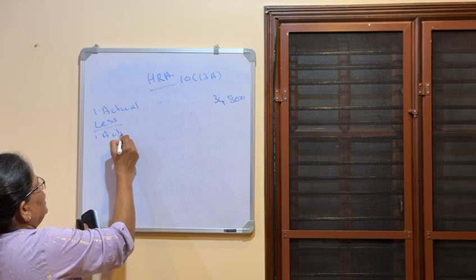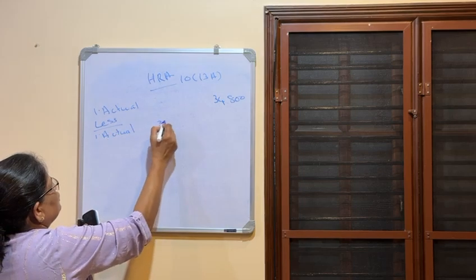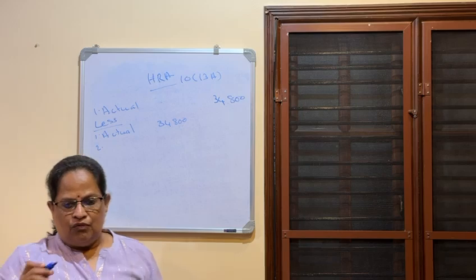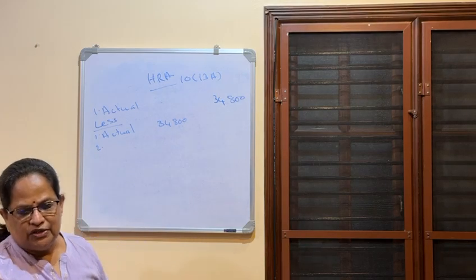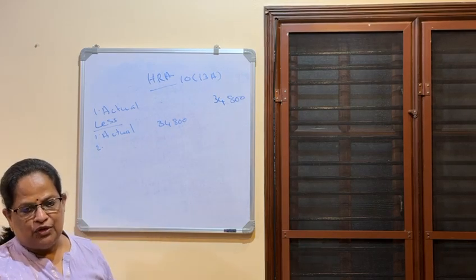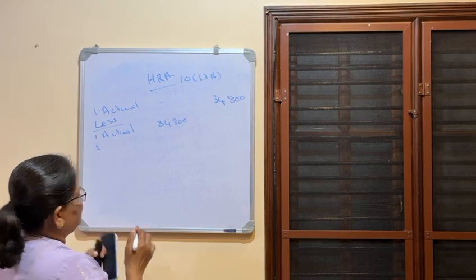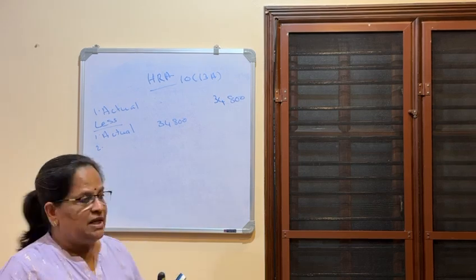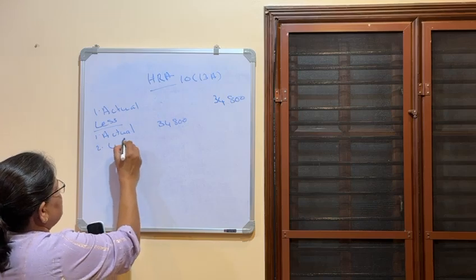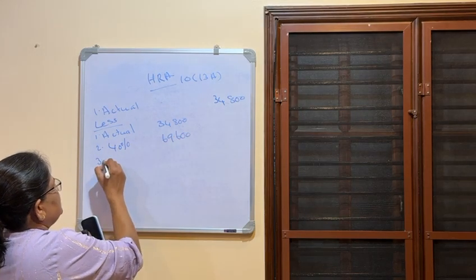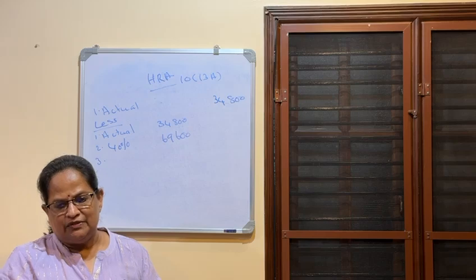Actual is equal to 34,800. Second is non-metro city, 40% of 1,74,000. That value is 69,600. Now third is excess of rent paid over 10% of salary.